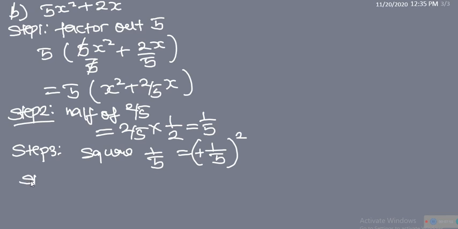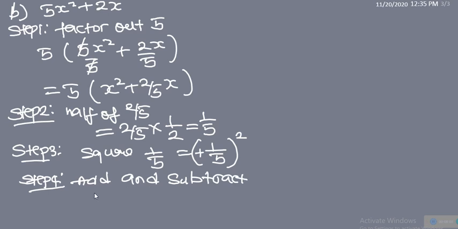Okay. And step 4, of course, guys, is to add and subtract the square, and then factorize.